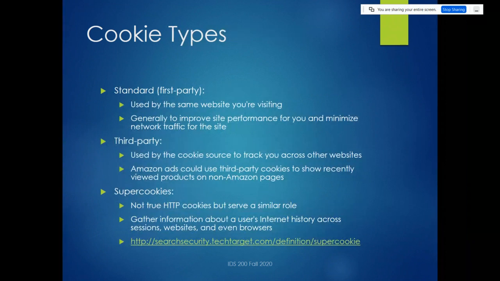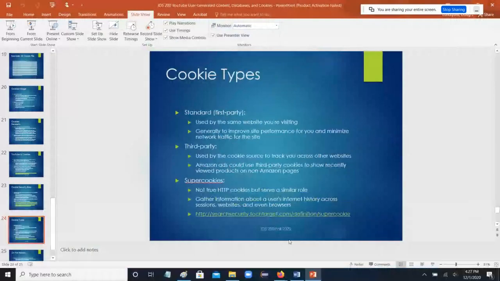All right. Anyway, cookie types. So three cookie types worth knowing, right? And when I say worth knowing, you can pretty much assume that they will be on the final. So the first is a first-party cookie. When people say HTTP cookies, these are what they generally mean. So first-party cookies are used by the same website you're visiting, right?